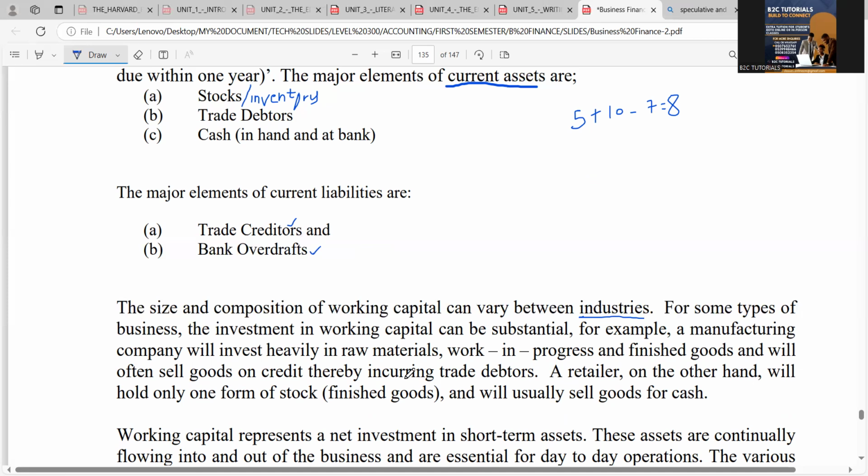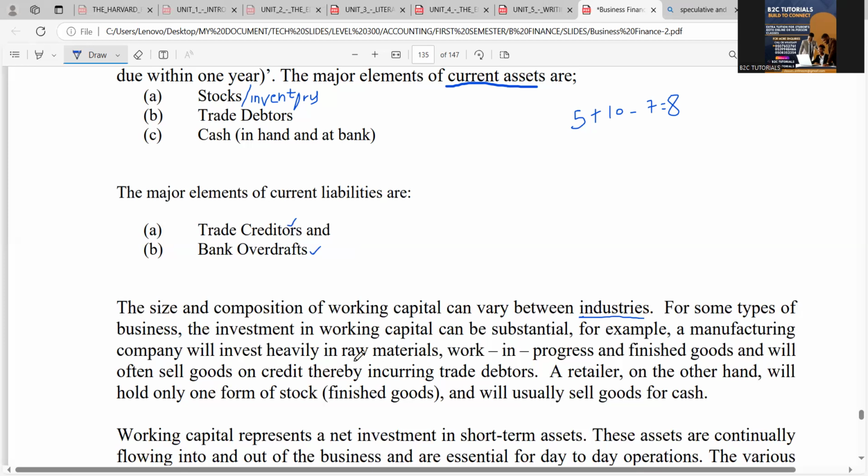An example is Latest Foam from Ghana. They will sell on a credit basis to their customers. And then also those who are into, let's say, Indomie, you realize that because it's a manufacturing company and it's that huge, they sell to people on a credit basis. A retailer, on the other hand, will hold only one form of stock, that is the finished goods.